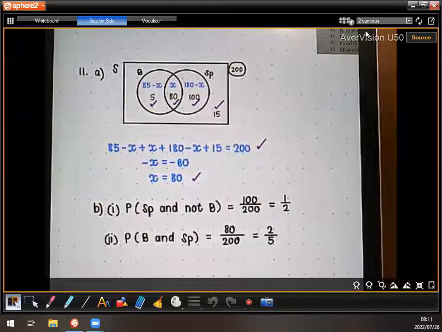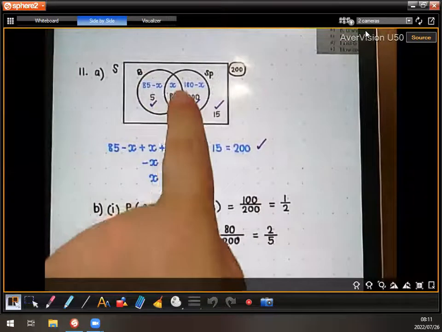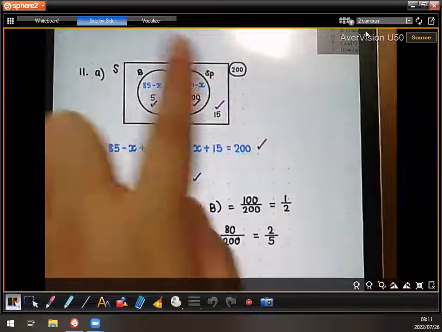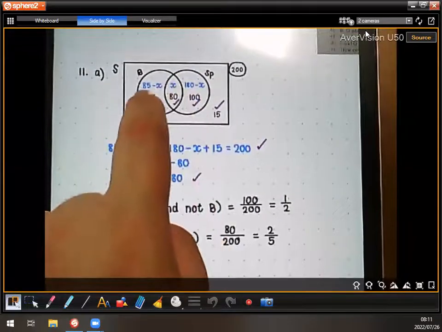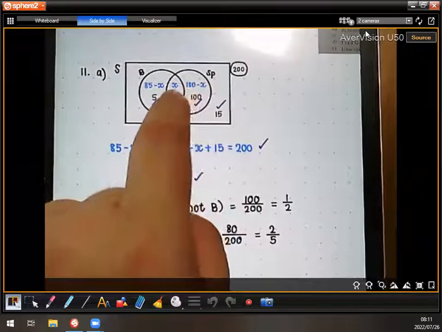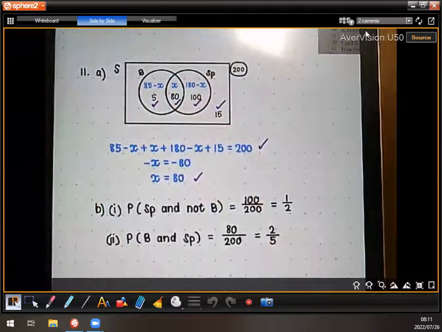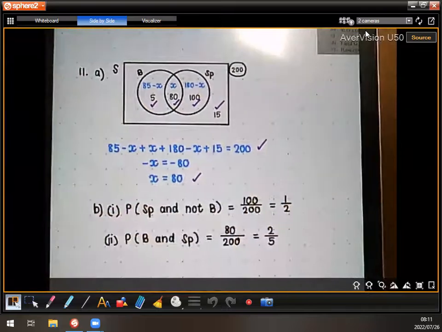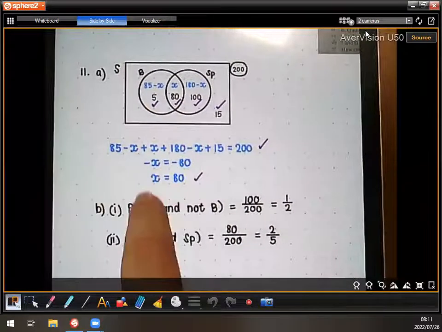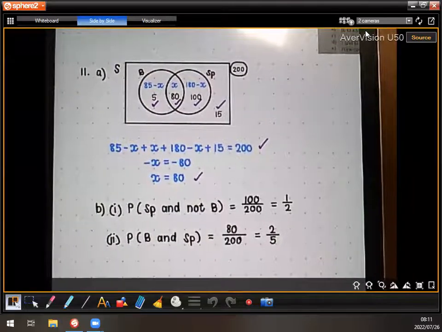All right, so now again they didn't tell us how many, so again we must make that X. 85 read the business section, so that whole circle must be 85. If that's X, then that must be 85 minus X. The sport circle must be 180, so that must be 180 minus X. And then I set up my whole equation so that I can solve for X, and I got that X was 8.